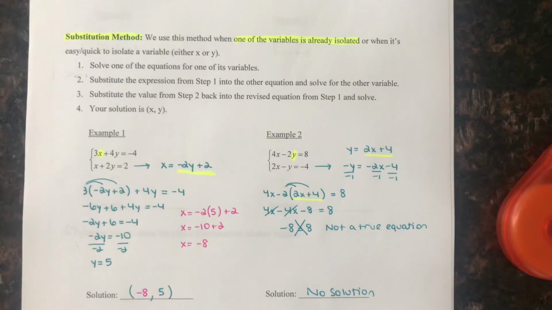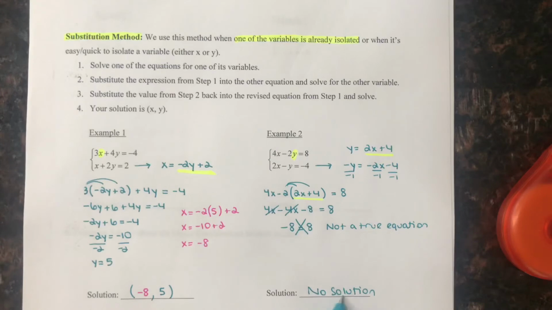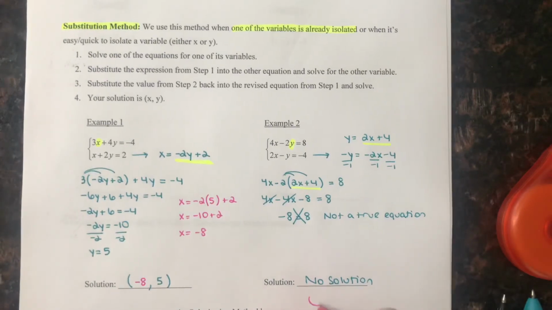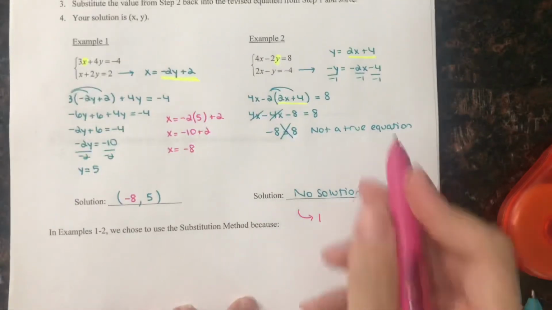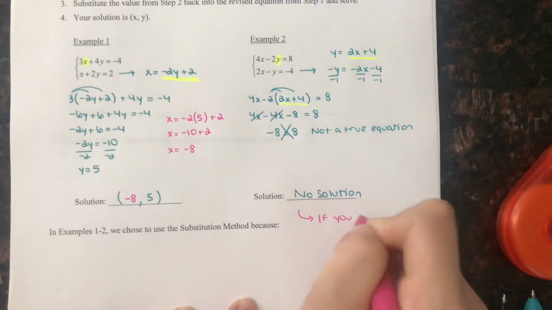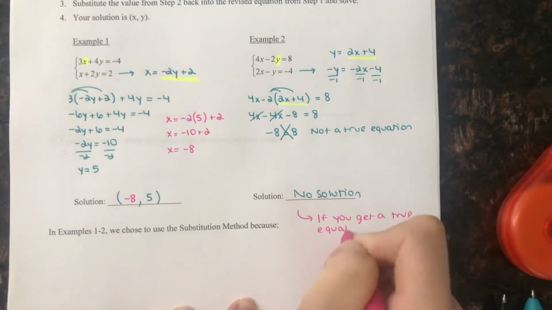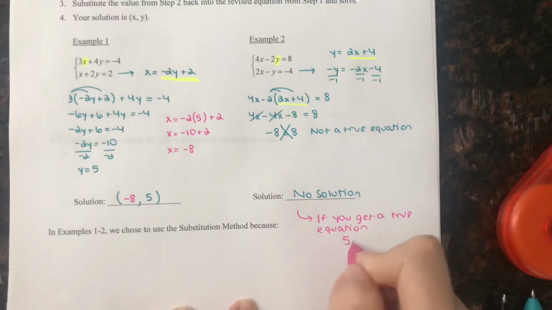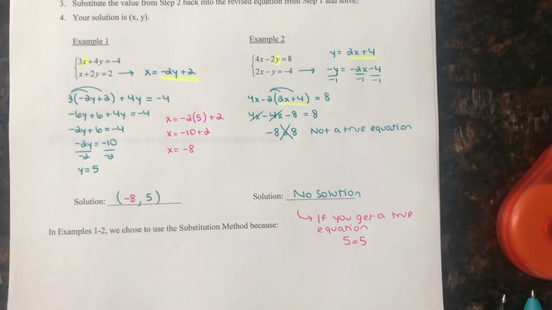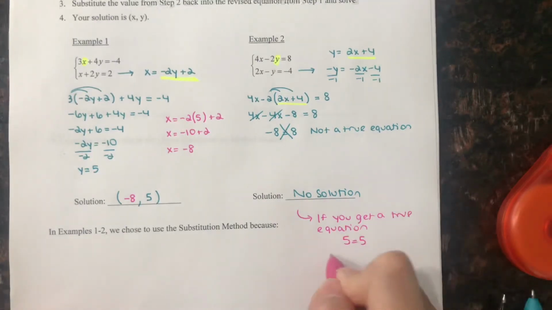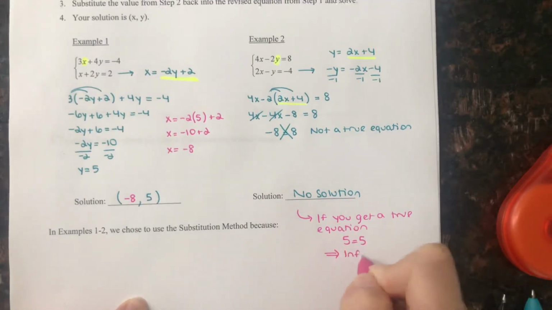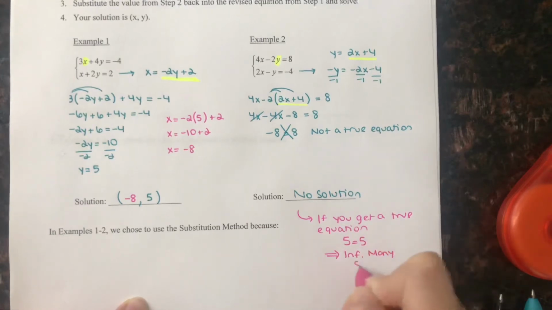Okay. So sometimes you'll get something that's not a true equation. That's going to mean no solution. Okay, so if you do get a true equation, let's say 5 equals 5, but the x's canceled out. We're not able to solve for x, or we're not able to solve for y. That means we're going to have infinitely many solutions.